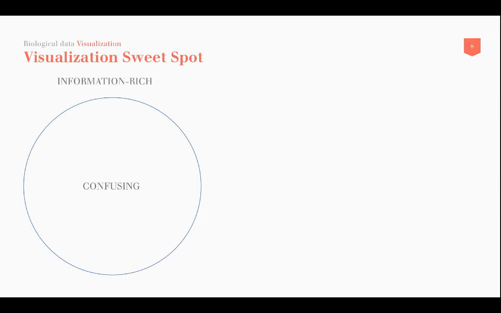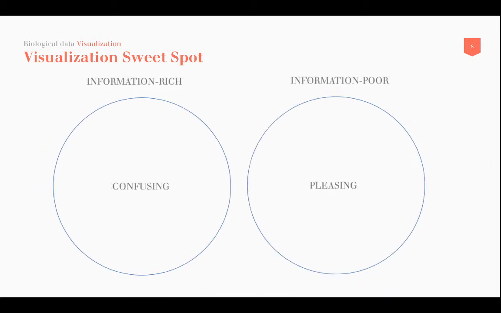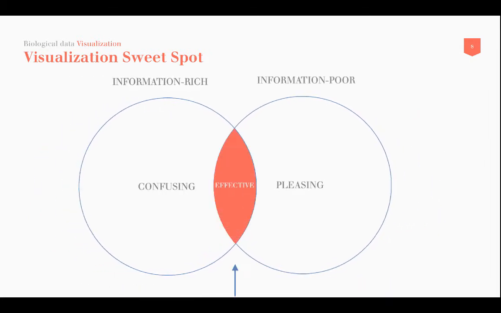If we are scientists and if we create an image with a lot of data, it might be confusing to the users. On the other hand, if we are a designer, if we try to make a nice figure, it could be pleasing to the audience, but we can't get a clear insight into the data using that figure. However, if we combine these two areas, we can deliver a clear message to the audience.